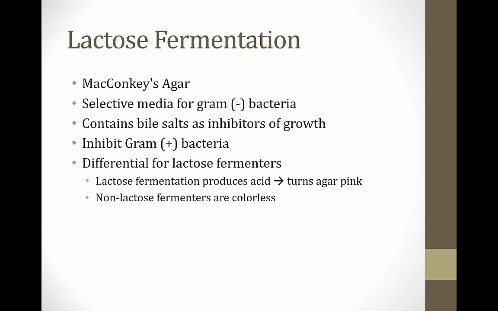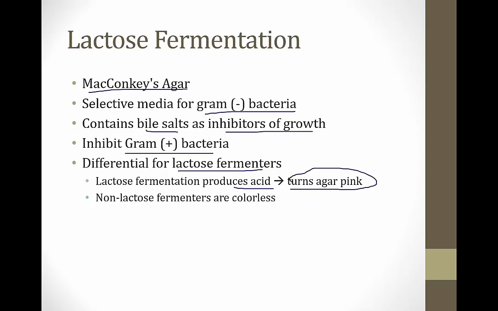The ability to ferment lactose is generally done by growing bacteria on MacConkey's agar. This is a selective media for gram-negative bacteria. It contains bile salts that inhibit the growth of gram-positive bacteria. It's also a differential media for lactose fermenters because lactose fermenters produce acid, and this will turn the agar pink. Non-lactose fermenting bacteria will grow as colorless colonies.